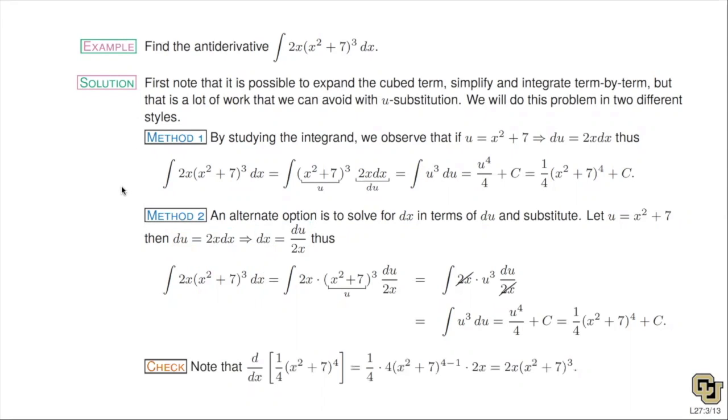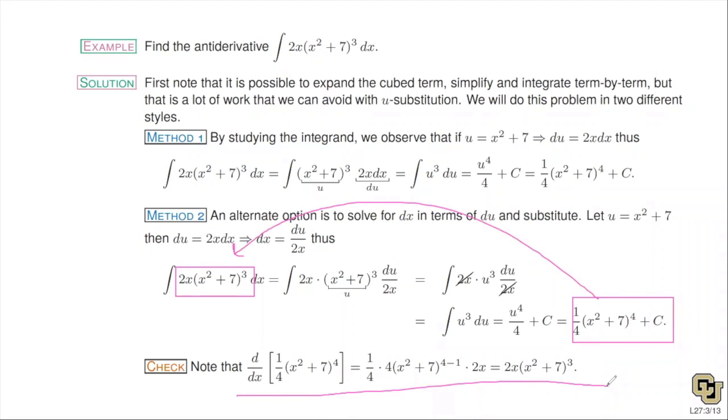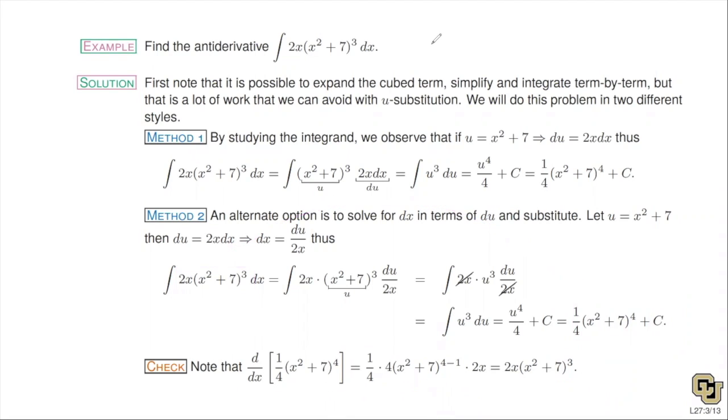And finally, of course, we can verify that our answer is correct by taking the derivative, right? Here, the derivative of this expression should give us back our original integrand that we tried to find the antiderivative of. So I can take the derivative and you can check the chain rule here. It worked. I was able to verify that it's the correct antiderivative.